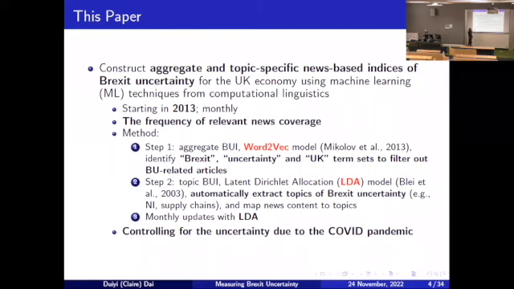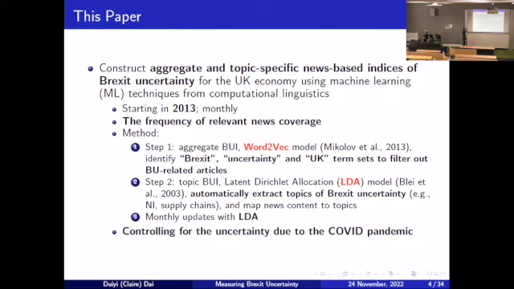In step 1, we first construct the aggregate BUI, so aggregate indexes. Here we apply the word2vec model. This model identifies Brexit, uncertainty, and UK term sets to filter out Brexit uncertainty related articles. So basically, we believe that an article containing a word that indicates Brexit, a word that indicates uncertainty, and also a term that indicates the country UK would be a Brexit uncertainty related article for the UK.